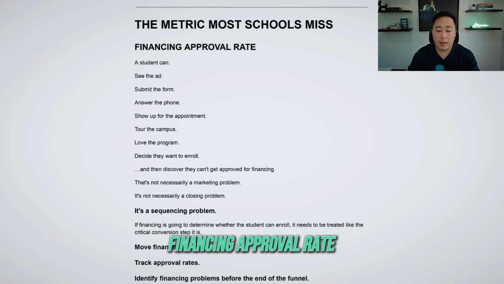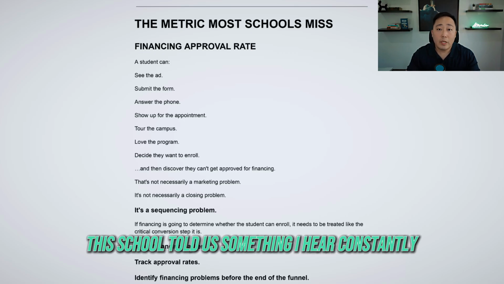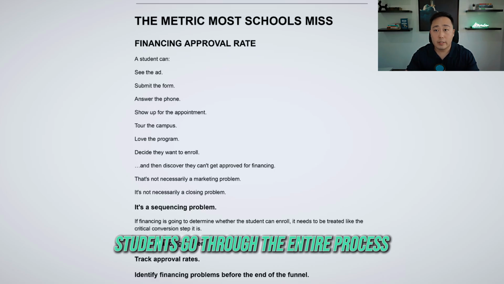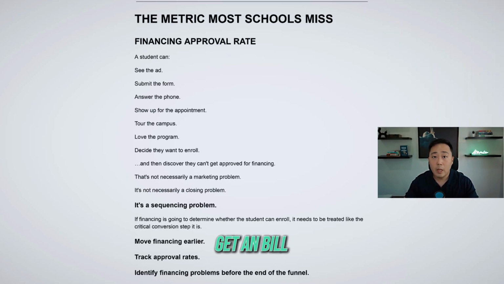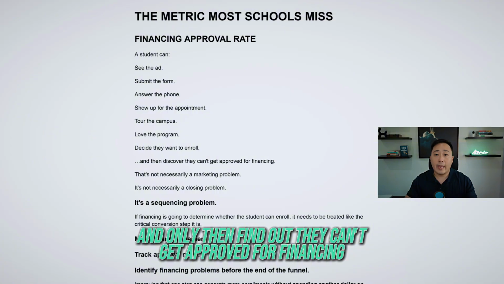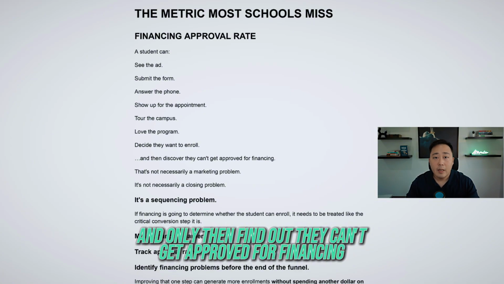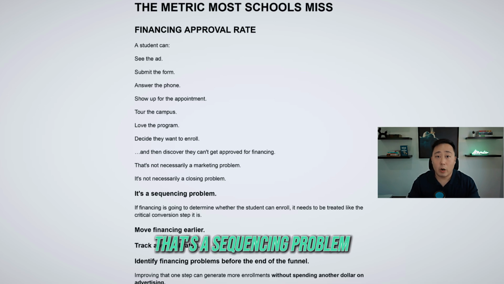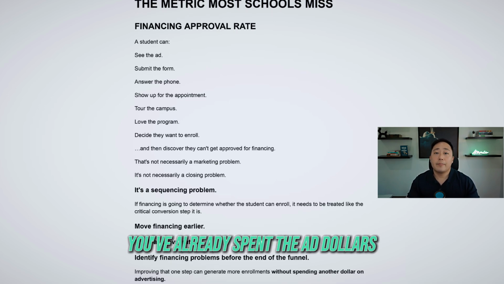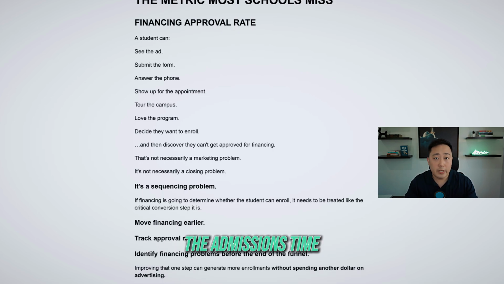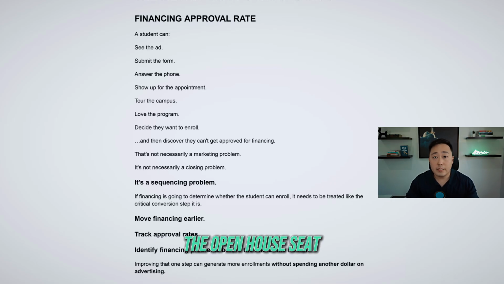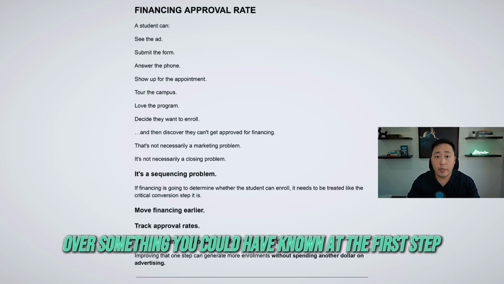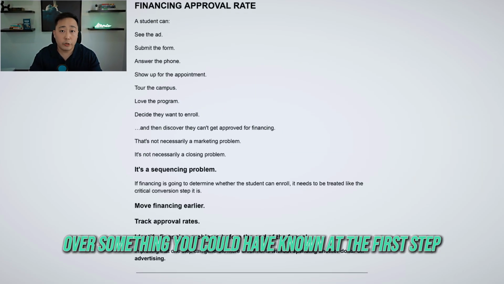Financing approval rate. This school told us something I hear constantly. Students go through the entire process, get in the building, and only then find out they can't get approved for financing. That's not a marketing problem. That's not a closing problem. That's a sequencing problem. You've already spent the ad dollars, the admissions time, the open house seat, and the deal dies at the last step over something you could have known at the first step.